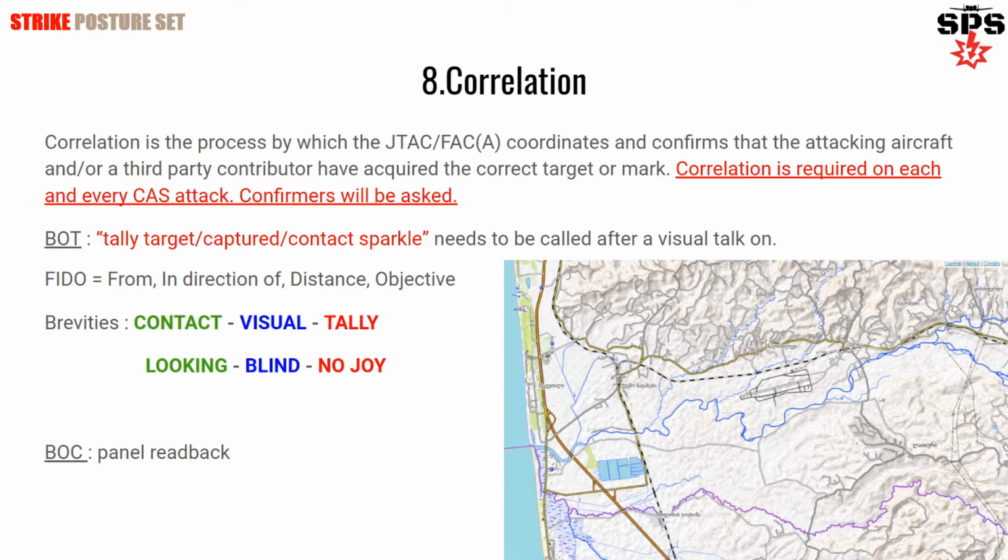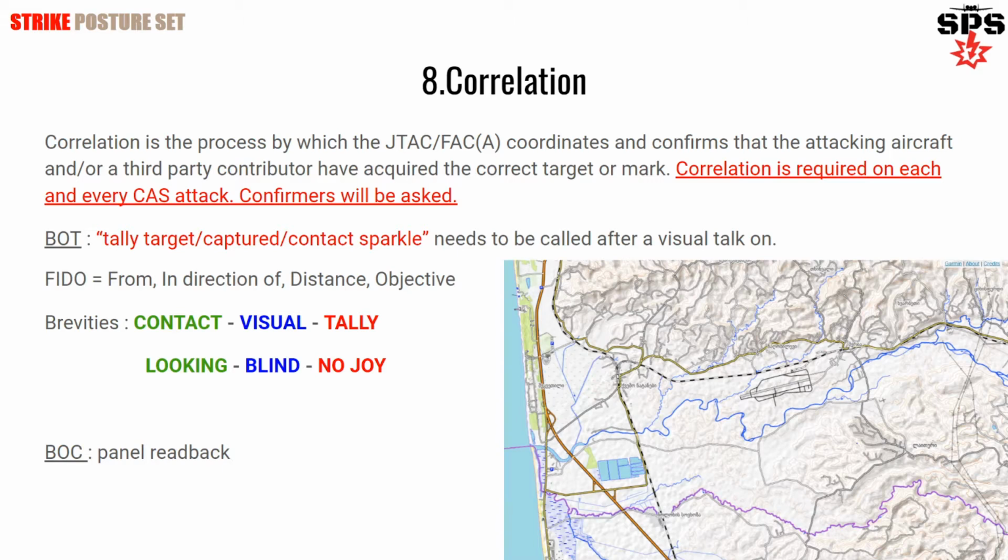Correlation is the process by which the JTAC or FAC coordinates and confirms that the attacking aircraft and/or third-party contributor have acquired the correct target or mark. And here, third-party contributor is very important. Don't forget, if you have third parties, to correlate with them as well. If you use two different aircraft for buddy lasing, you will have to correlate with both of them. If you use, let's say, another JTAC to ground laser the target for you, you will have to correlate with him. And correlation is required on each and every CAS attack.